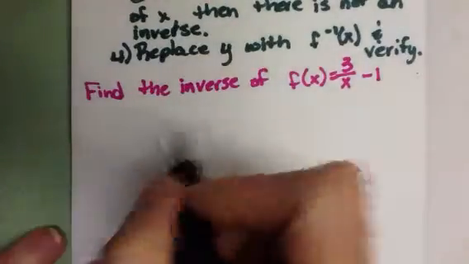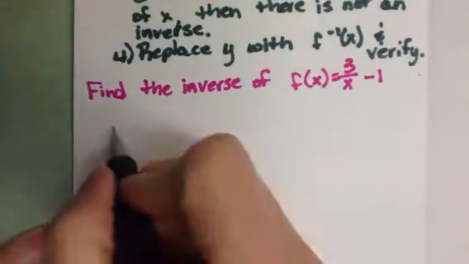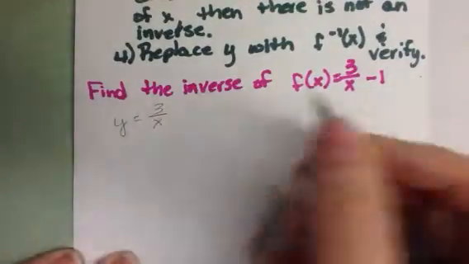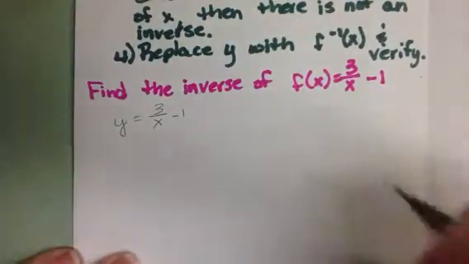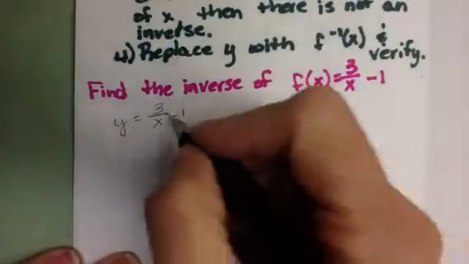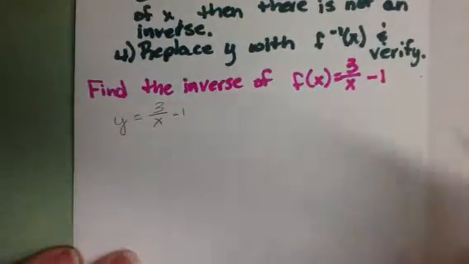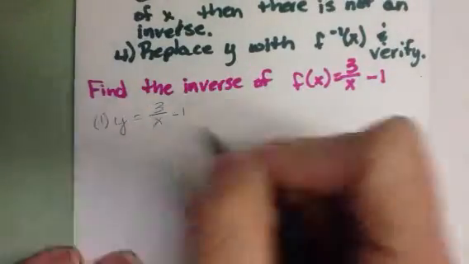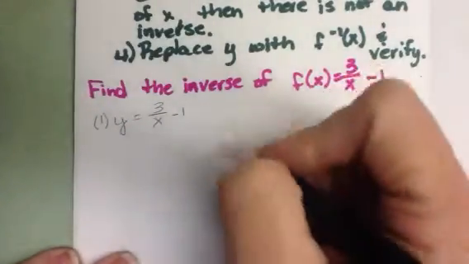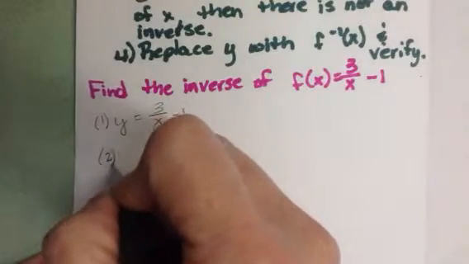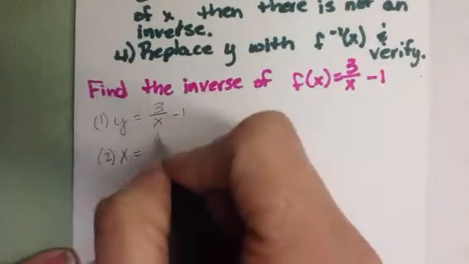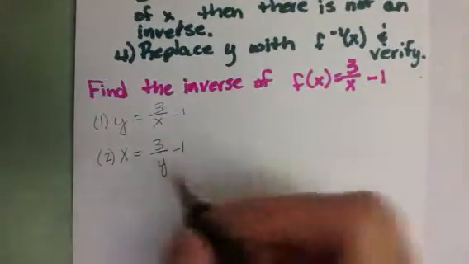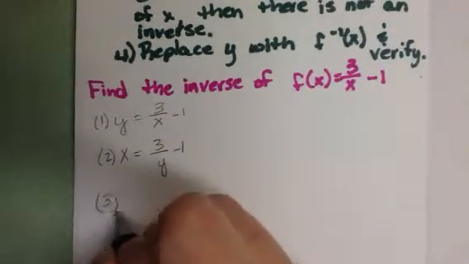Well, the first step was to rewrite it and use a y here instead of f of x. We just do that because it's easier to deal with a y than to rewrite that f of x over and over. So now we've got it with y. Second step is to interchange x and y. So this becomes x and our x becomes y. Then we're going to solve for y.